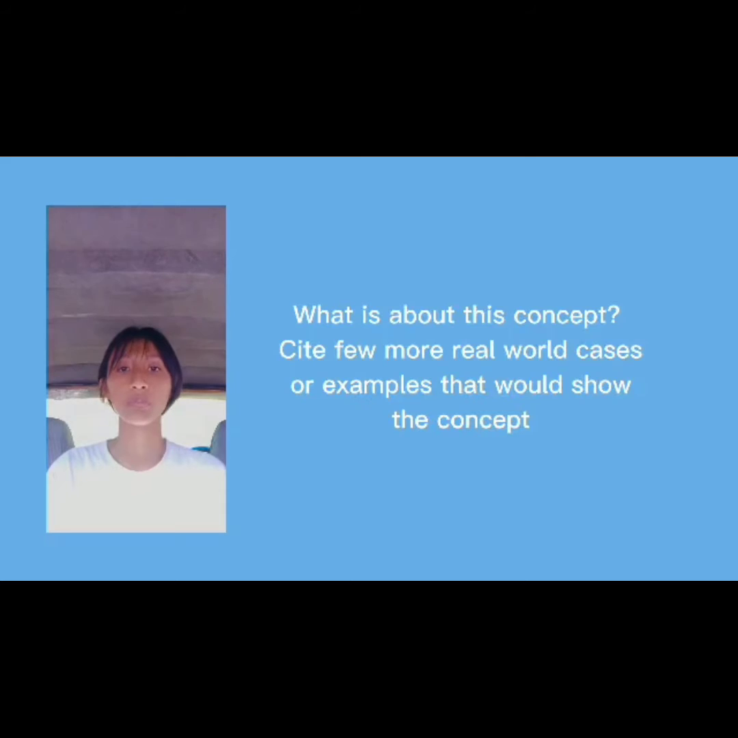Question number 2. What is this concept about? Cite a few more real-world cases or examples that would show the concept.